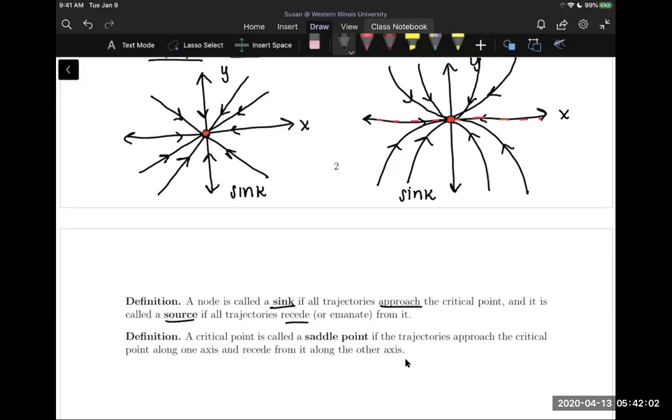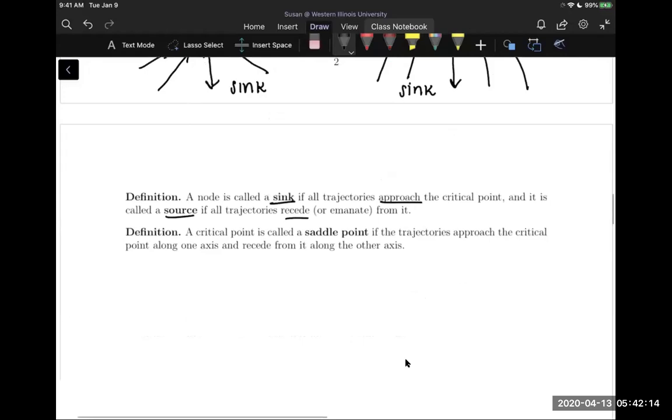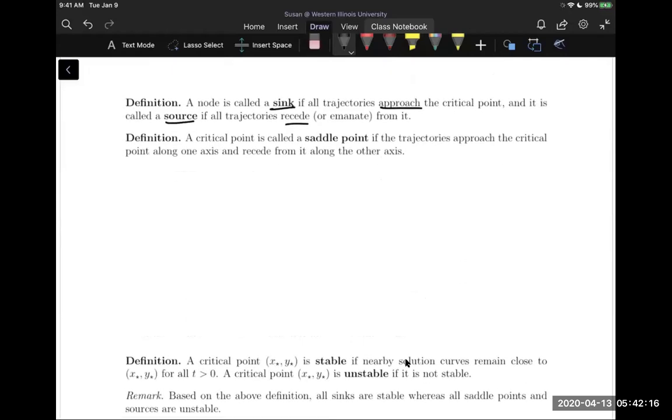So sink versus source. We actually now have two different classifications for nodes. They can be proper and improper, and on top of those classifications, they can either be a sink or a source. Another type of critical point is called a saddle point. We've seen saddles back in Calc 3, and these are very similar. A critical point is a saddle if the trajectories approach along one axis and then recede along another.